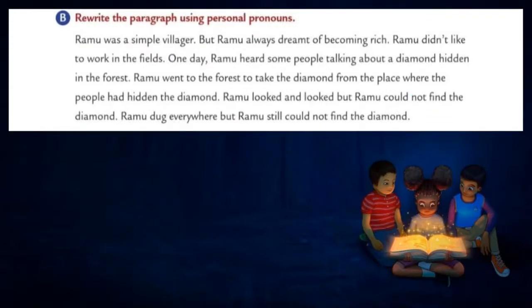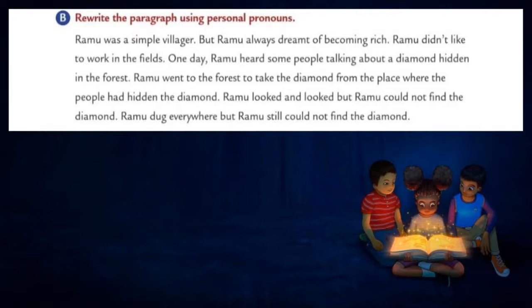Let's move to the next exercise, that is rewrite the paragraph using personal pronouns. Look here, Ramu was a simple villager, but Ramu always dreamt of becoming rich. Ramu didn't like to work in the fields. One day, Ramu heard some people talking about a diamond hidden in the forest. Ramu went to the forest to take the diamond from the place where the people had hidden the diamond. Ramu looked and looked, but Ramu couldn't find the diamond. Ramu dug everywhere, but Ramu still could not find the diamond.